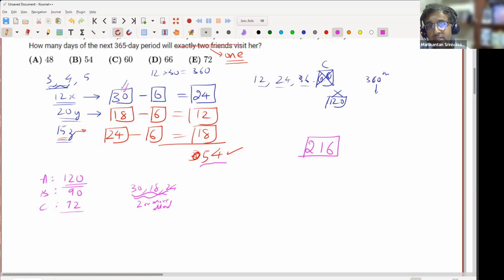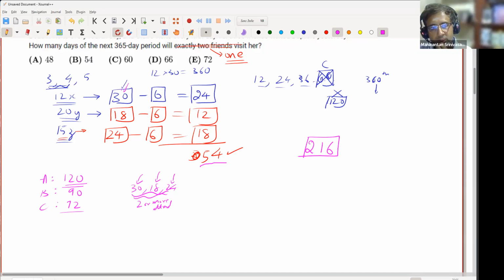But how many times are you double counting that? So that part is 360 divided by 60, because 60 is the LCM, right? But this 30 also includes the 6, this 18 also includes the 6, this 24 also includes the 6, right? That's why I added 6 to the entire thing.